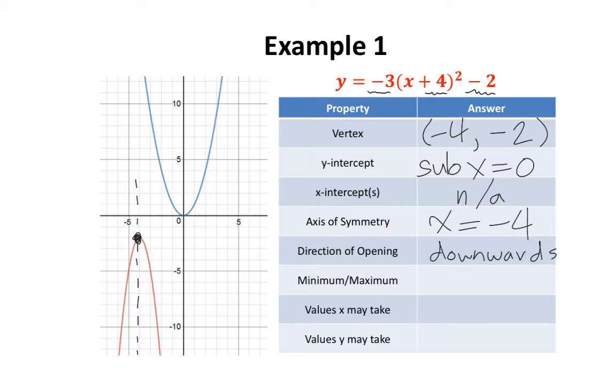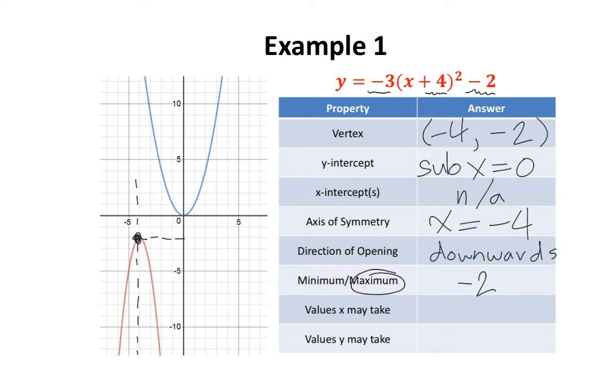Next, let's take a look at whether or not our parabola has a minimum value or a maximum value, and that is in terms of the y values. Since the vertex is located over here, you just draw a little line over to the y-axis, and you can conclude that the maximum y value is going to be -2.